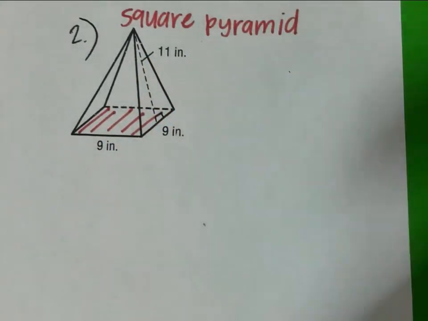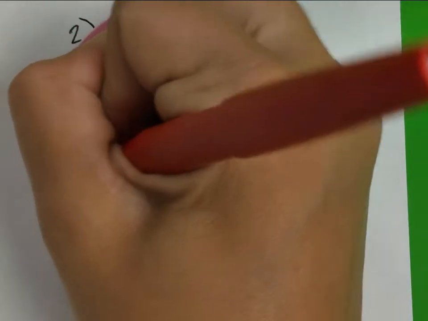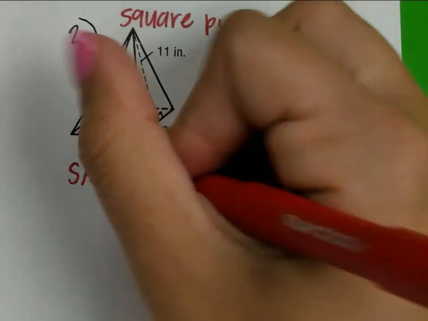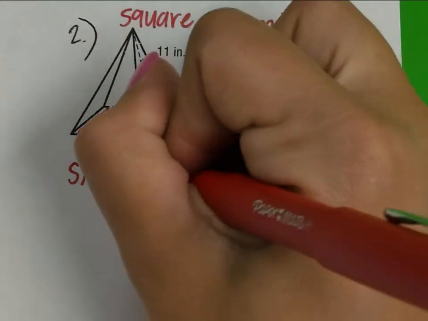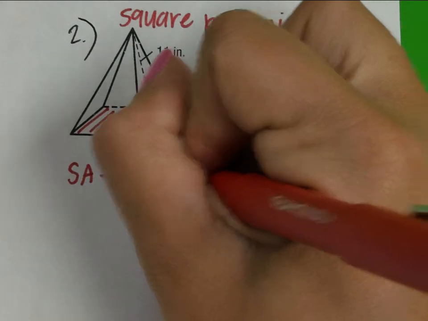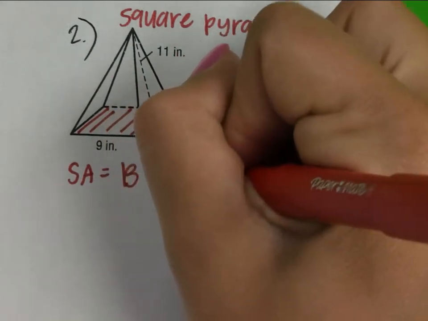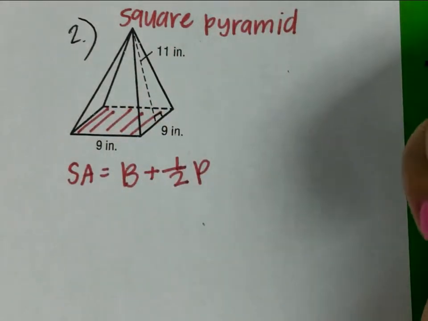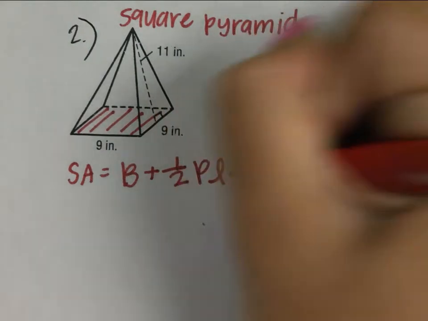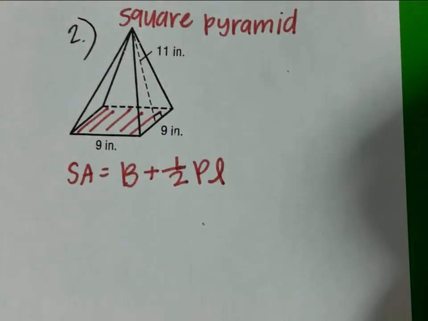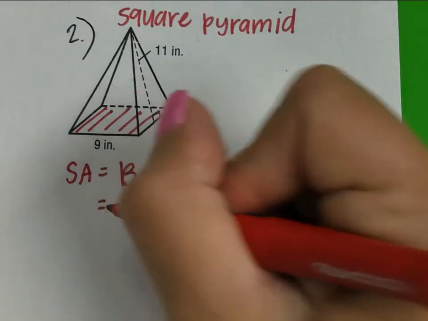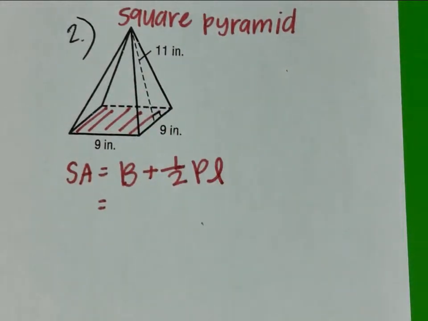Slant height. Perfect. So my surface area is area of the base, which we say is capital B, plus 1/2 capital P, because that's the perimeter of the base, times cursive L, which is our slant height. So to find capital B, we said that was area of the base, and my base is what shape? It's a square. So how do I find that?